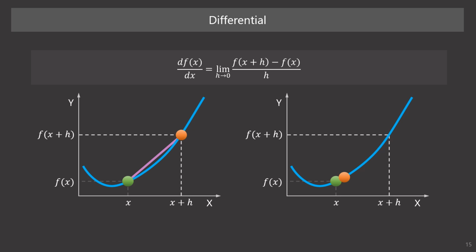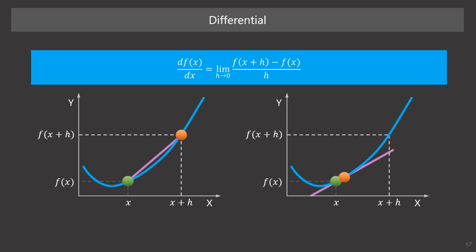Since differential sees a variable's infinitesimal change, let's bring h as close to 0 as possible. In this case, the line that connects these 2 points is almost the same as the tangent line at these points. As we can see, the gradient of the tangent line is upward, meaning that, in this function, as the x value's infinitesimal change from x to x plus h, the y value increases.